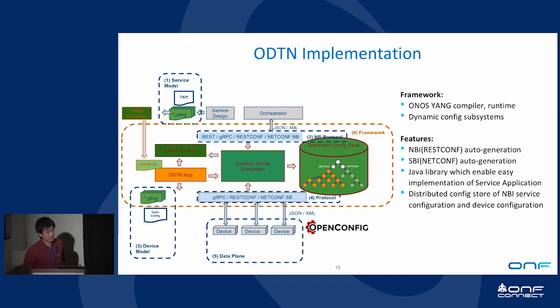When we provide the TAPI YANG model and the OpenConfig YANG model, the dynamic configuration subsystem automatically generates the northbound RESTCONF API and also the southbound OpenConfig-based driver. It also uses the ONOS YANG tools to generate the distributed config store of the OpenConfig and the transport API, to process the service request from the northbound user application, and the device configuration of the OpenConfig, which should be stored for each network device element.